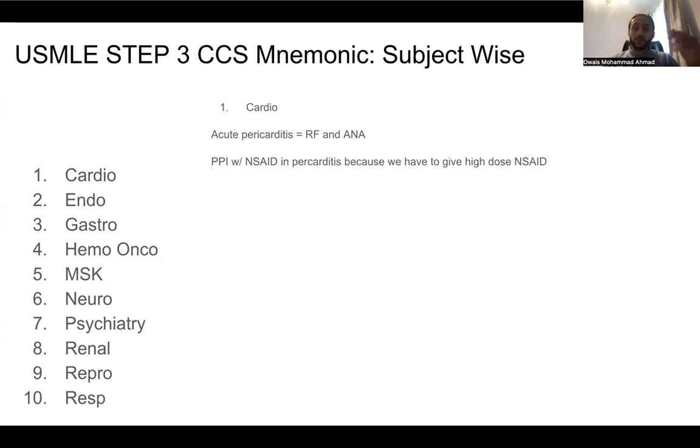The first system is cardio. With cardio, guys, you just want to know about pericarditis. It's going to be your rheumatic fever, and you want to know your autoantibodies. Pericarditis has so many causes, but one of the key ones is autoimmune diseases, antibodies, rheumatic fever. And when we give NSAIDs for pericarditis, we want to make sure to give a PPI, because NSAIDs decrease the amount of prostaglandins, so you decrease the blood flow going to your stomach. So you want to give antacids like PPIs to decrease the amount of acid, causing less damage to the stomach. Okay, the second system is endocrine.